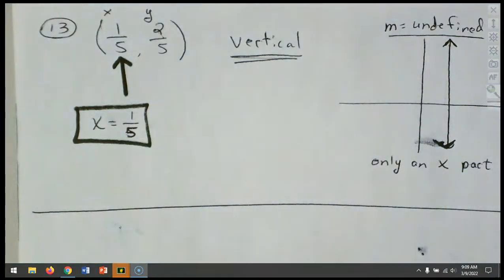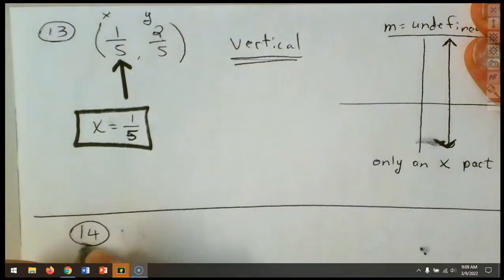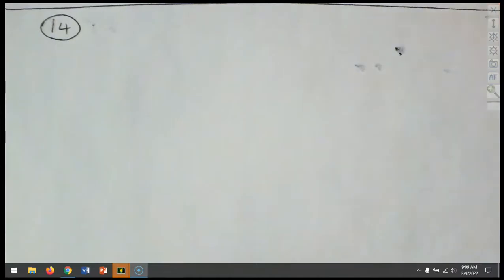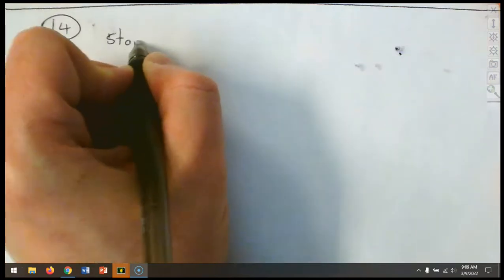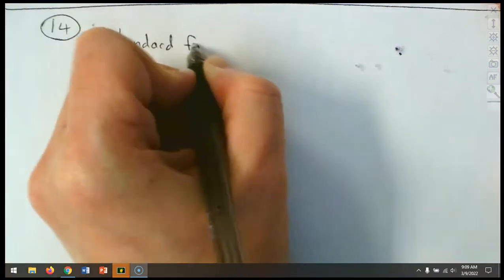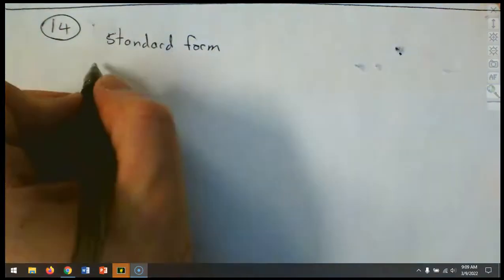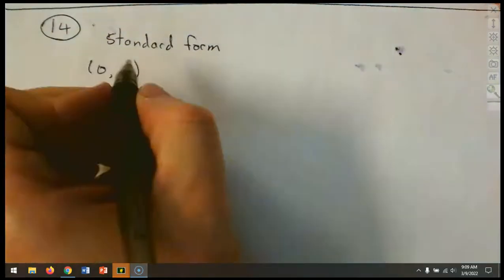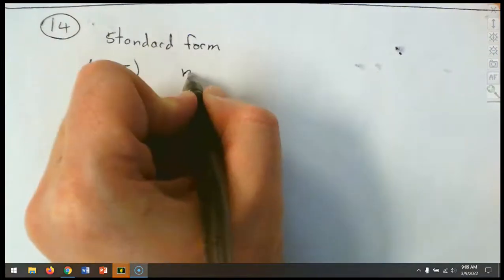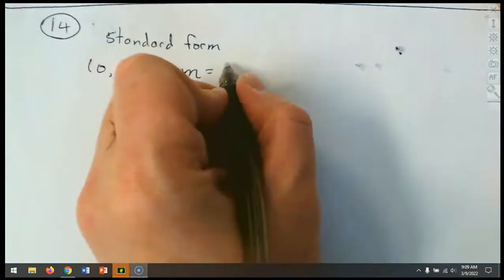Question 14. So for question 14, we want this in standard form. And we've got the point (0, 5). Now that is a y-intercept. And we could jump to our answer in slope-intercept form. But let's just go ahead and use our point-slope formula.